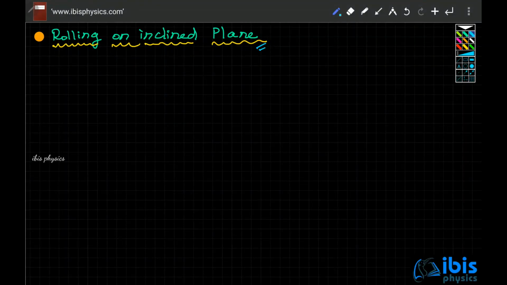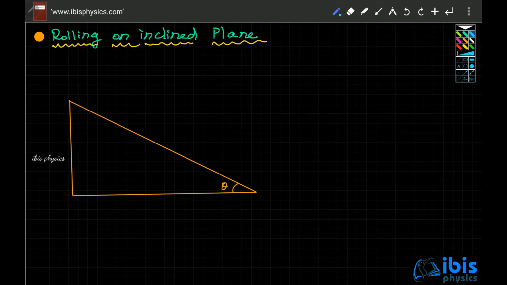In this video, we'll be finding out the acceleration of an object rolling down an inclined plane. We already know that if you have a mass m and you leave it under gravity, the acceleration downwards is equal to g, the acceleration due to gravity. In laws of motion, we had already studied that.